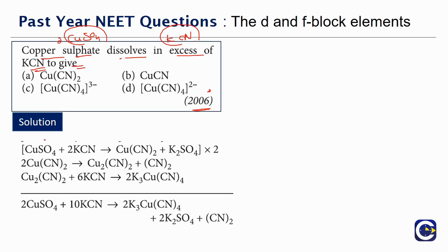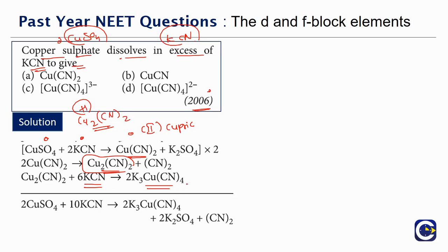The copper 2 sulfate will react with potassium cyanide. It will be forming copper 2 cyanide. This copper 2 cyanide will convert itself into cuprous cyanide. The cupric cyanide, copper 2 means cupric, will convert itself into cuprous, Cu2(CN)2. This is cuprous, copper is in +1 state. And this cuprous cyanide will react with the KCN to finally give us K3[Cu(CN)4].